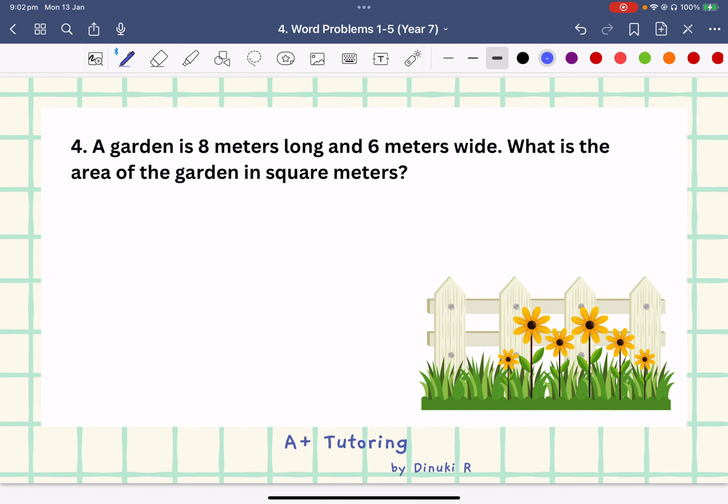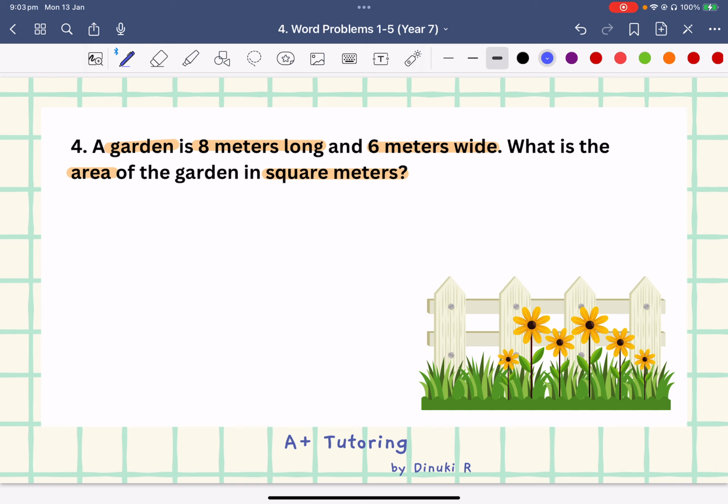Question number 4. Again, pause the video here and take a second to read through the question. Now that you've had a chance to read through the question, let's go through it and find out what the key information is. The garden is 8 meters long and 6 meters wide. What is the area of the garden in square meters?